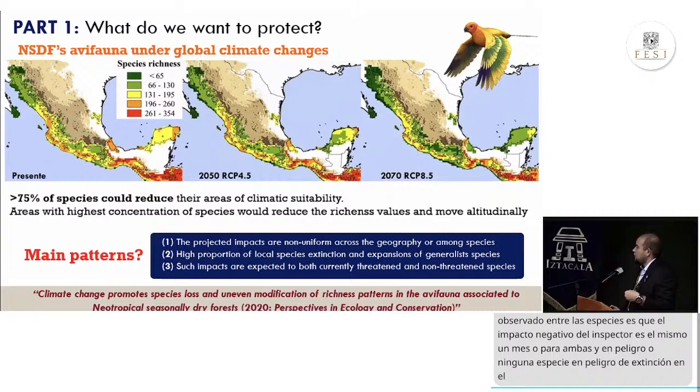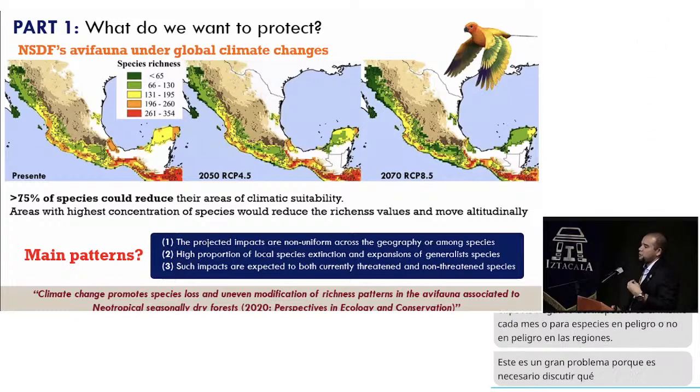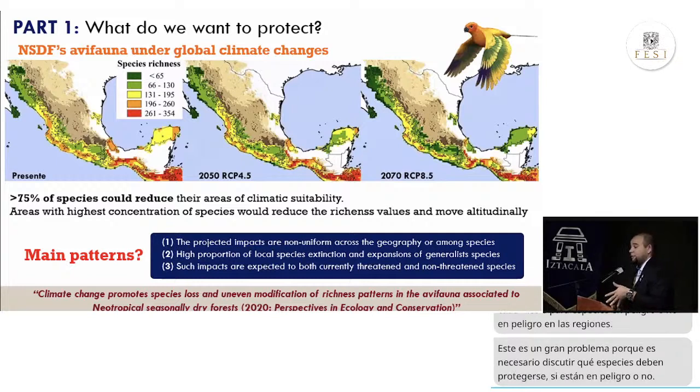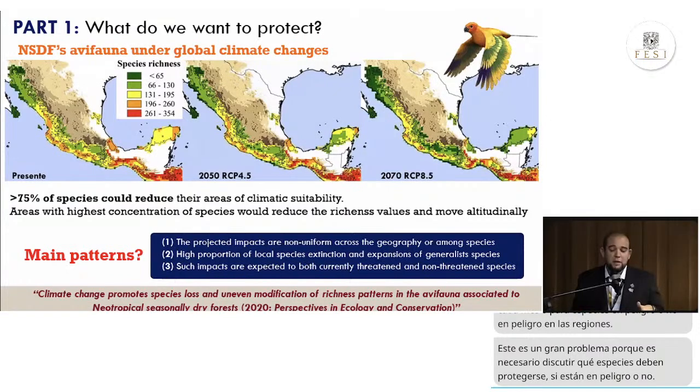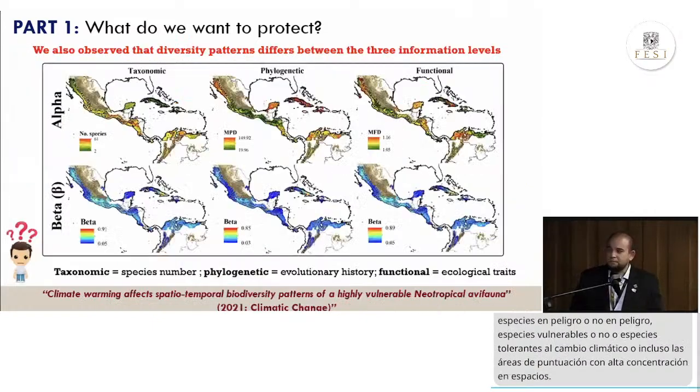This is a huge problem because it's necessary to discuss what should be protected: endangered or non-endangered species, vulnerable or not, or tolerant species to climate change, or even if the current areas with high concentration of species will be protected in the future.